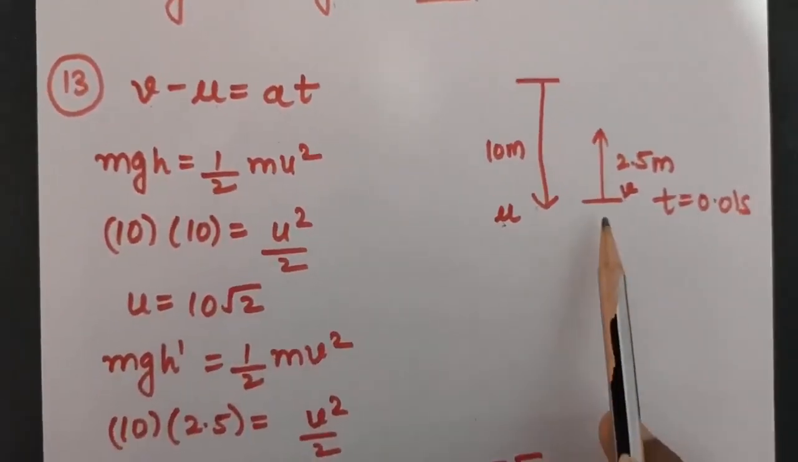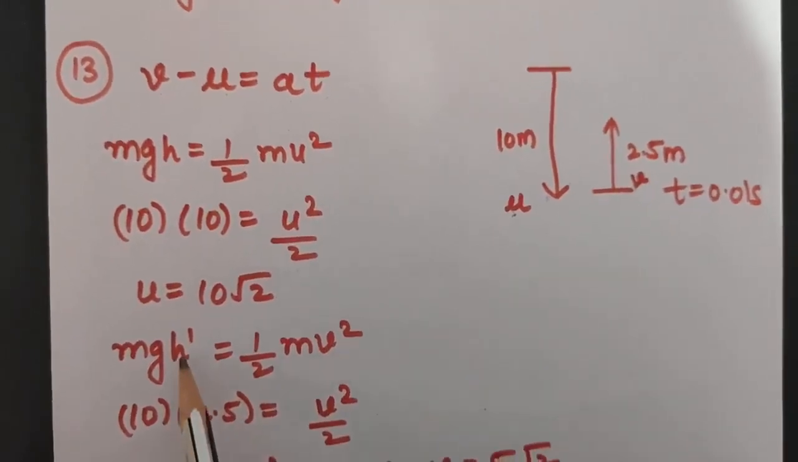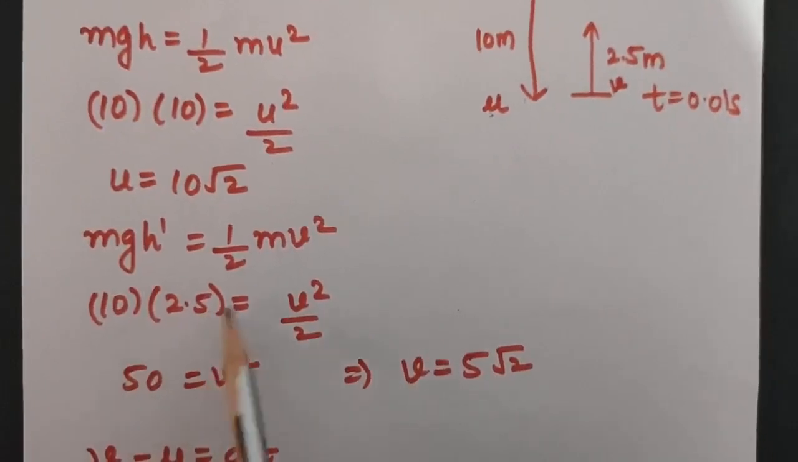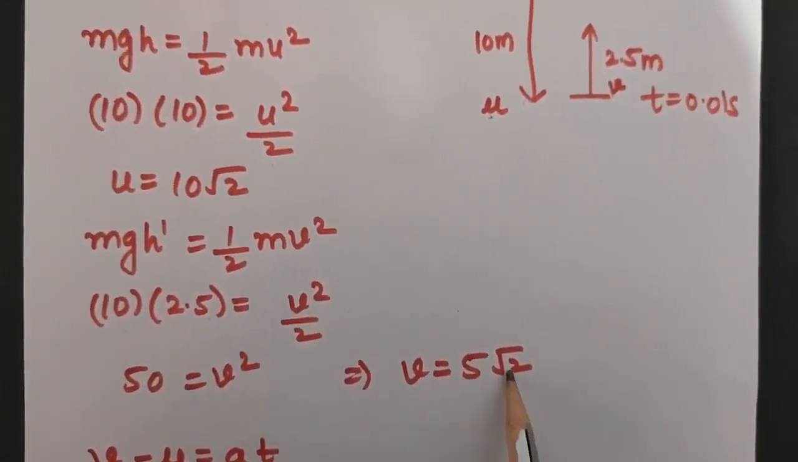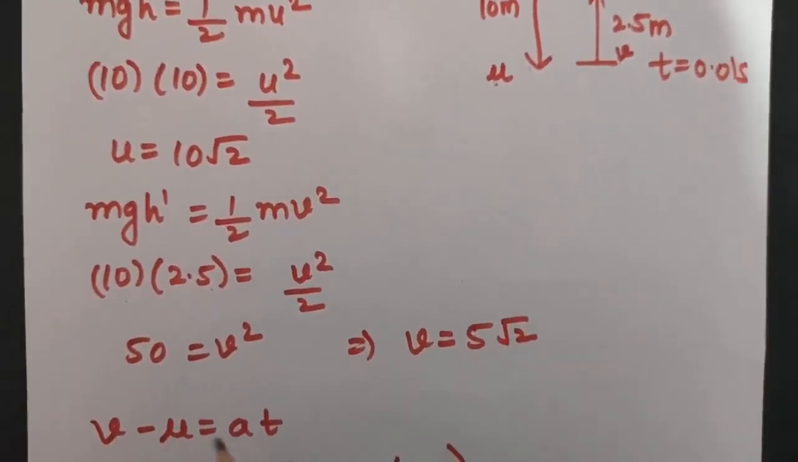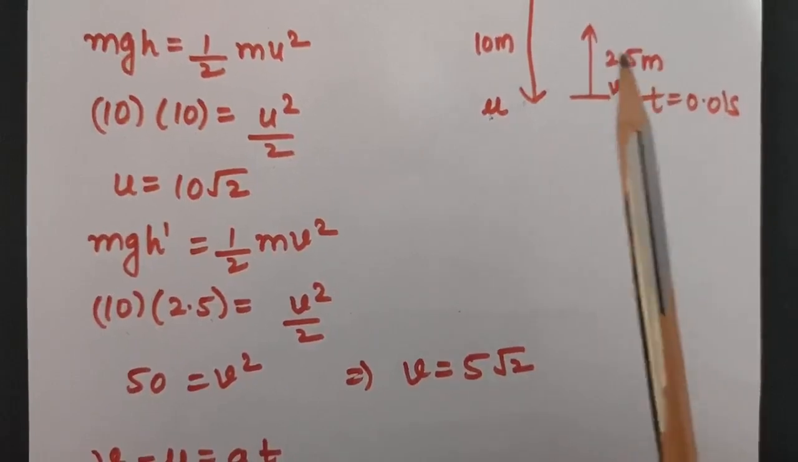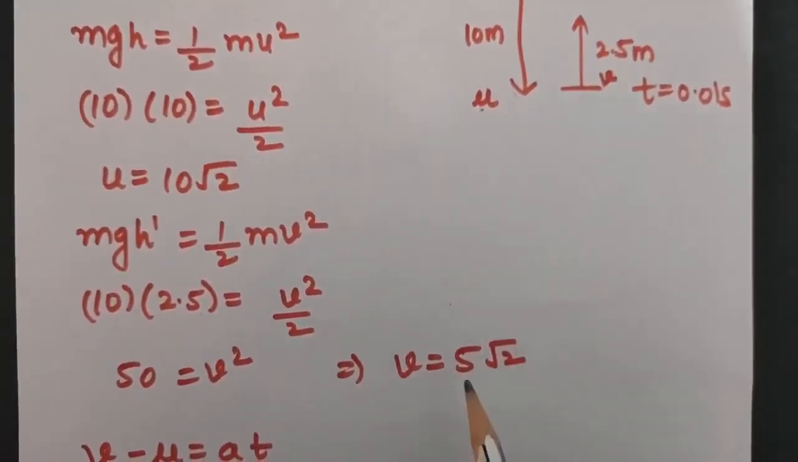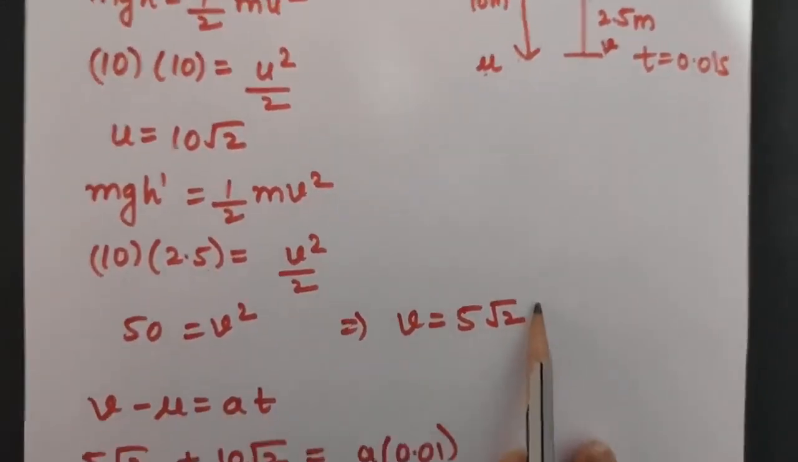Similarly for this case, again mgh will be equal to half m v square. So I am taking the 2.5 height to be h dash. So it will give you 10 into 2.5 is equal to v square by 2. So your velocity will come to be 5 root 2 from here. Now v minus u is equal to at. Now clearly look here, u and v are in opposite directions. If I am taking the upward direction to be positive, v will be positive, and u will be negative because it is in the downward direction.